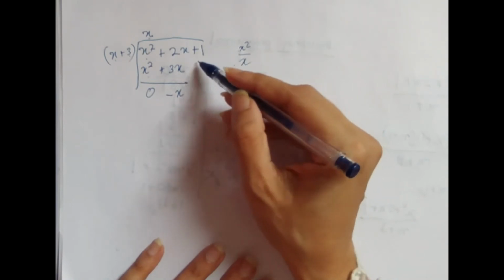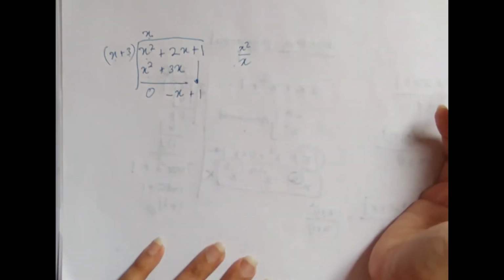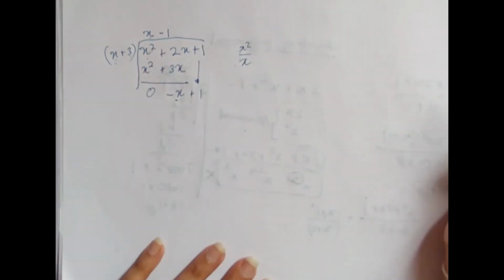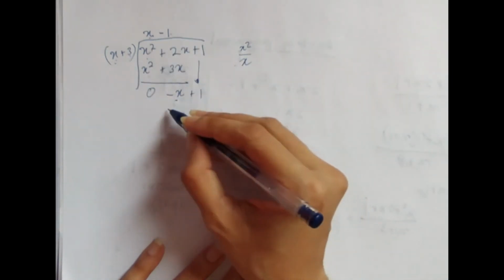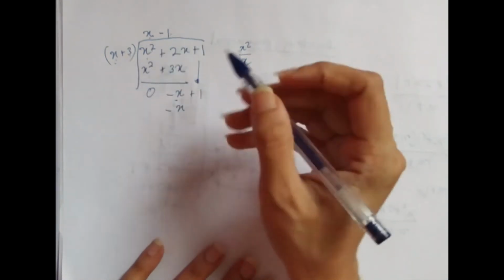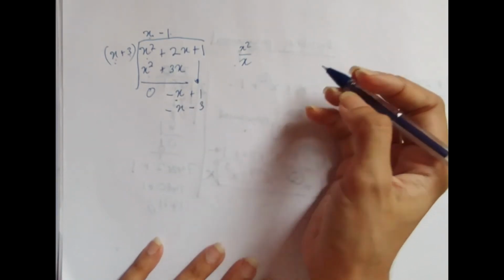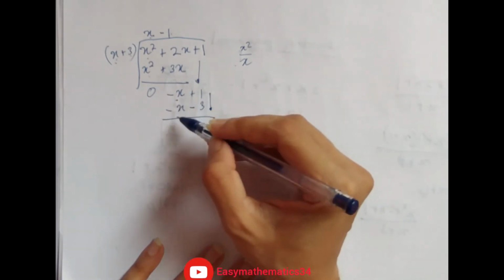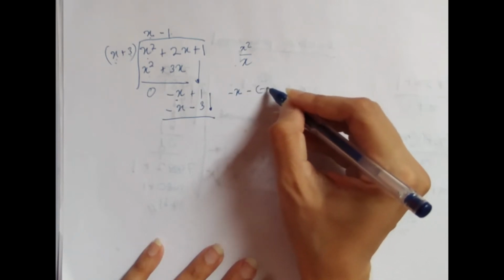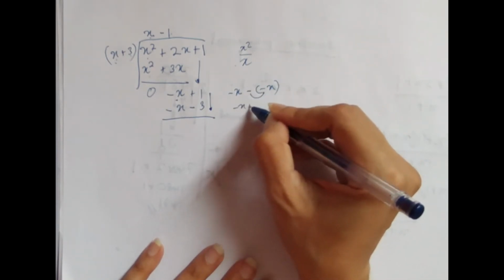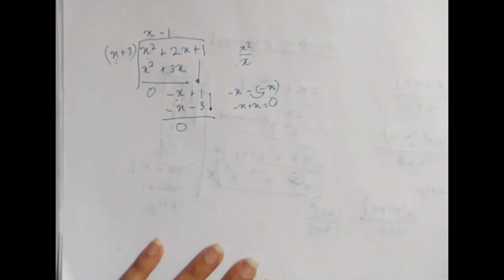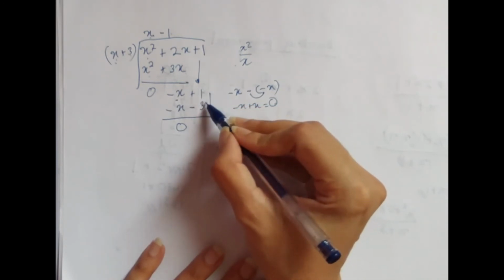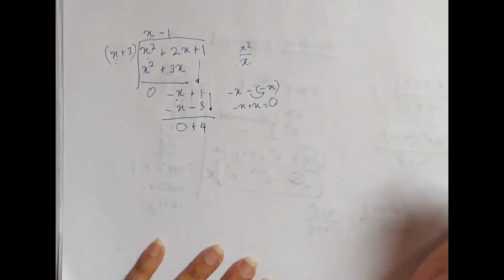After I subtract, I bring down the 1 here. Then I divide minus x by x. The answer is minus 1. Minus 1 into x is minus x. Minus 1 into 3 is minus 3. Then again I subtract. Minus x minus minus x: minus into minus is plus, so minus x plus x is 0. Then plus 1 minus minus 3 will be plus 4.